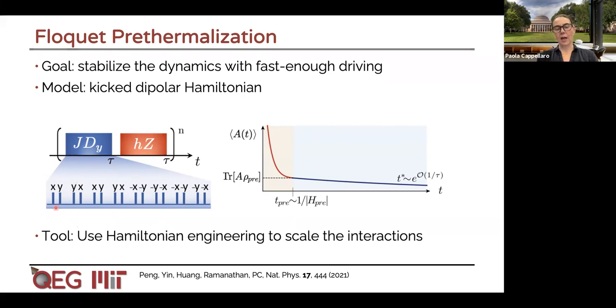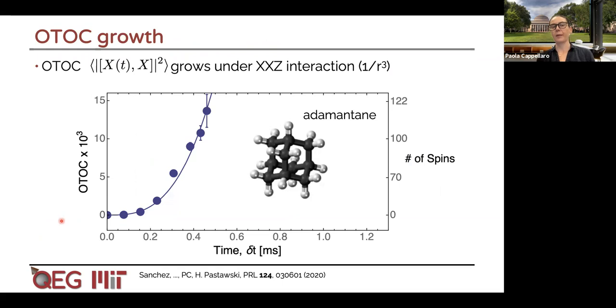And by changing the timing in between pulses, what I can change is indeed how strong J is. How can we actually measure that? One way to measure that is by looking, for example, at the growth of out-of-time-order commutators. If I look at this type of OTOC, it will grow under, for example, the XXZ interaction, with the 1 over R cubed coupling between spins, so a typical spin-spin dipolar Hamiltonian.